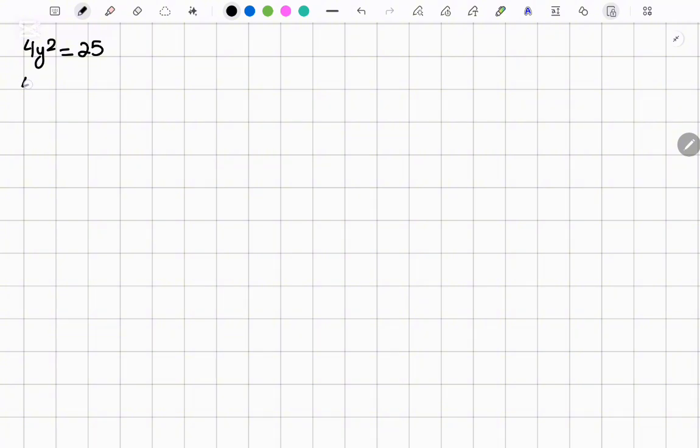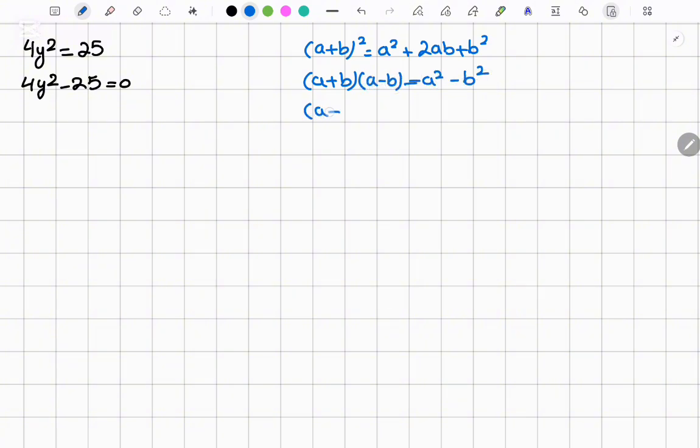The first way is by special cases, where you move everything to one side and isolate 0. And then you're going to have special cases. We had 3 different special cases. The first one was a plus b to the power of 2 is equal to a2 plus 2ab plus b2. The other one was a plus b times a minus b, which was a2 minus b2. And the other one was a minus b to the power of 2, which was a2 minus 2ab plus b2. These were the special cases we had.